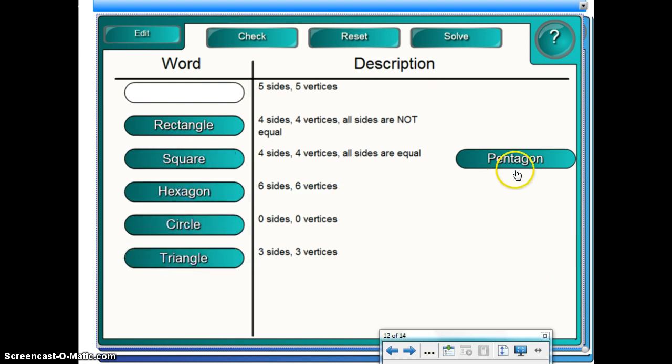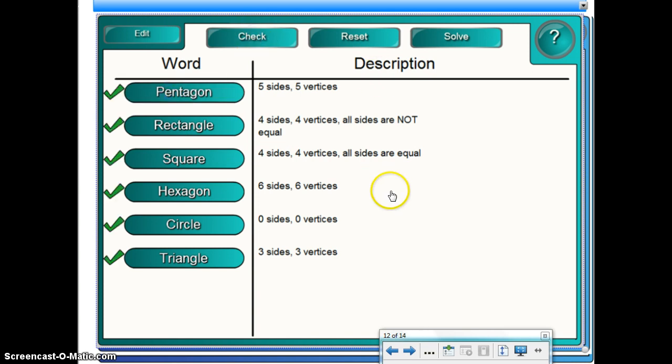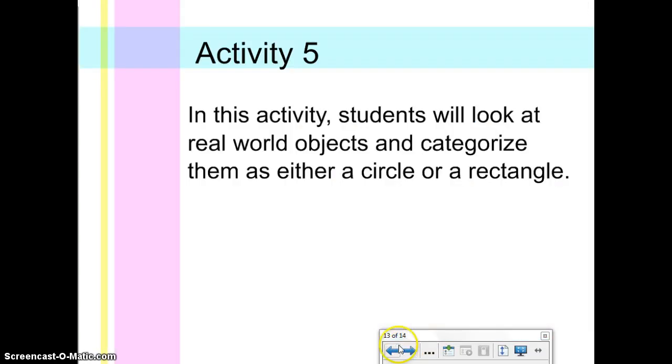And it's kind of like our previous activity. We're going to check. Perfect, we got all of them right. So if you recall, the last portion of our standard required that students be able to identify shapes in the real world around them. So in our fifth and final activity, students will look at real-world objects and categorize them as either a circle or rectangle. So this is digging deeper and really applying concepts learned to real-life scenarios.